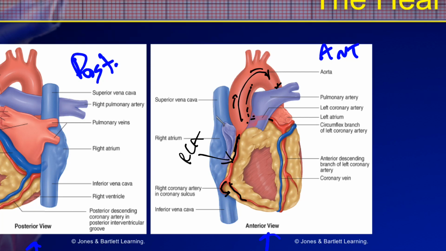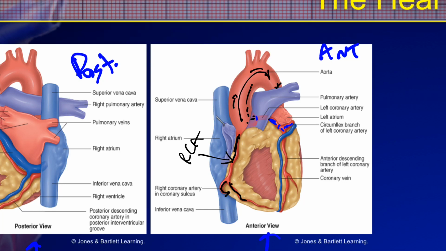Now, let me just switch colors here. Over here, this is called the left main coronary artery. You notice it's pretty short. It starts right about there. It's behind this pulmonary trunk, and then ends right here. That's the left main coronary artery, and it branches into these two large arteries.